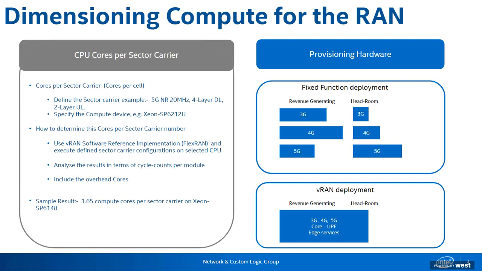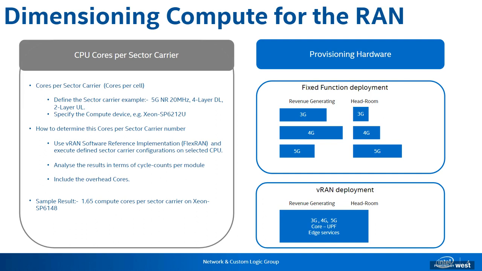You run your defined sector carrier configurations, you can program them into it, run them, analyze the results in terms of the CPU cycle counts, and do that even at a very granular level, at a module level within the software stack. Based on that, you'll ultimately come up with this metric of the number of CPU cores per sector carrier required. So that gives a sense of how you can compute, for a given workload or a given cell configuration, the capacity needed in terms of compute to deliver that.